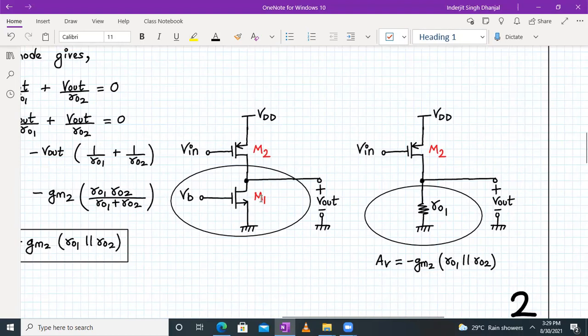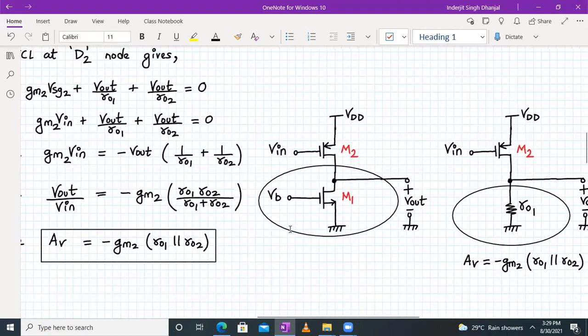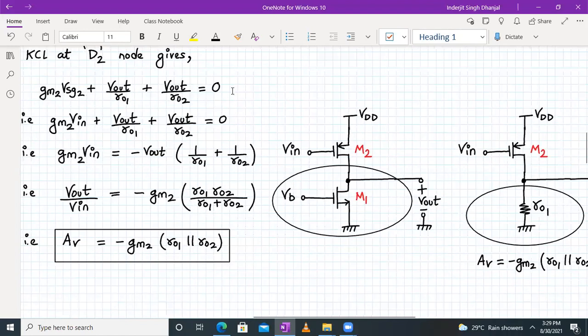So whenever a particular transistor M1 or M2 is acting as a constant current source, it can be replaced between the drain and source terminals by the MOSFET output resistance, which is RO. So in this case, we have replaced M1 by RO1, provided that M1 is acting as a constant current source. Okay, so that is the condition.